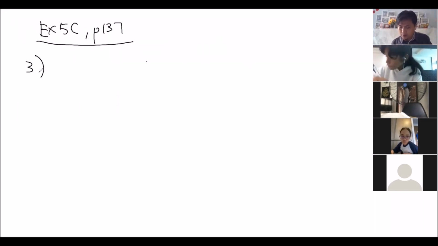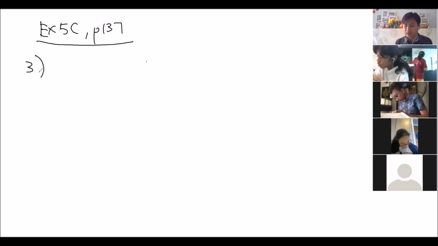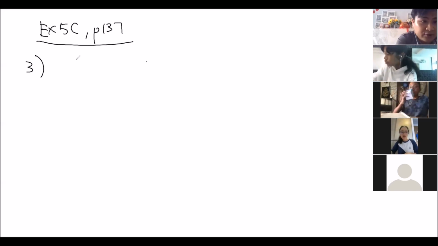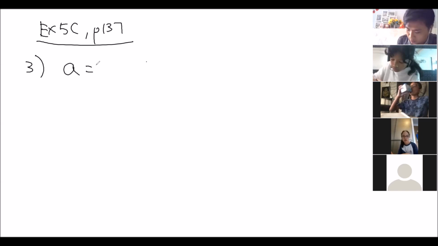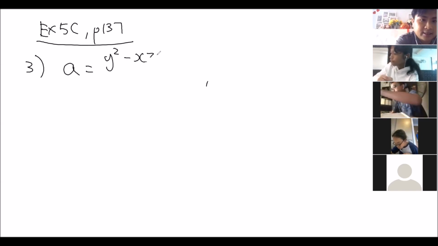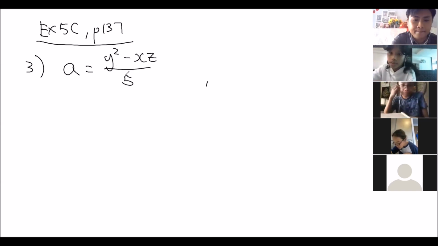Okay. Question number 3. We are looking at similar things. You are given a formula, and then you are given some other values, right? And you are supposed to find the value of A. So what is the first thing that we should do? Write down the formula. Right. So you write down the formula first. So A equals to y square minus xz, divided by 5. Right? Okay. All right.